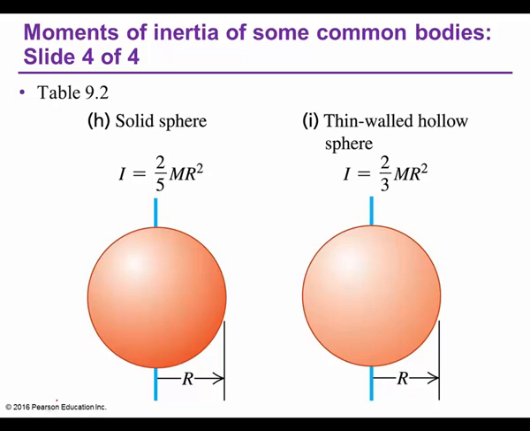Then what about spheres? Solid is 2/5 m r squared. Hollow is 2/3 m r squared. Okay. Again, notice how we measure the radius from the center of rotation. All right.